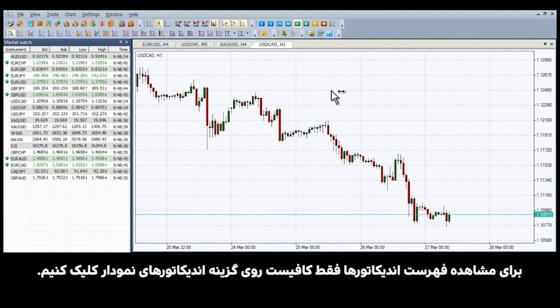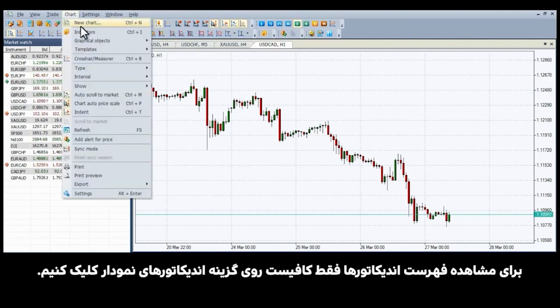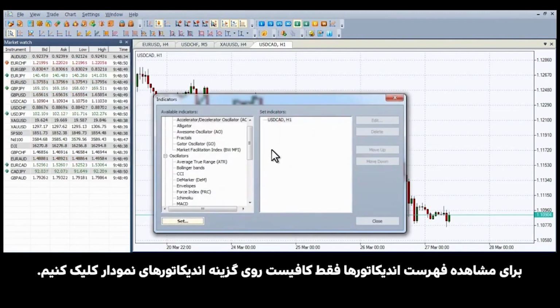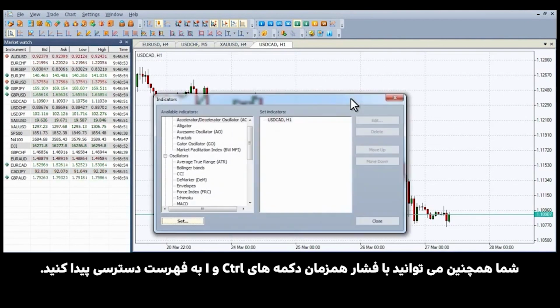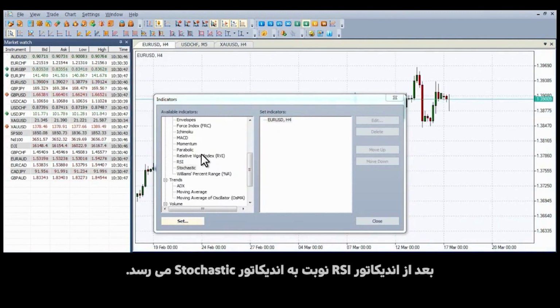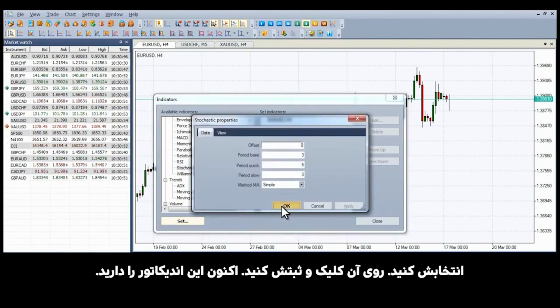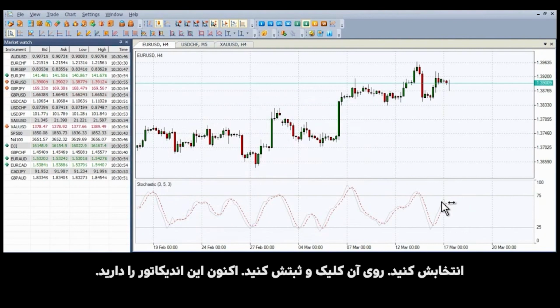To access our set of indicators, we simply go to Chart, Indicators, and they appear. You can also do it by simply clicking Ctrl-I, and there you have them. Next on our list following the RSI is the stochastic indicator. Select it, click Set, OK, and here it is.